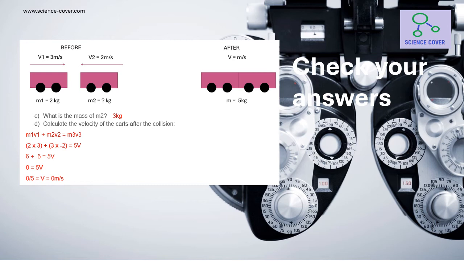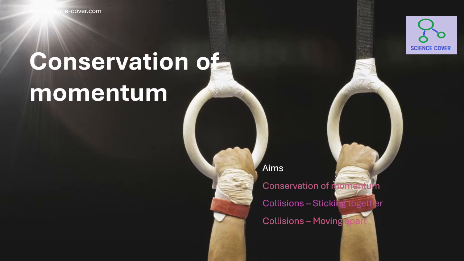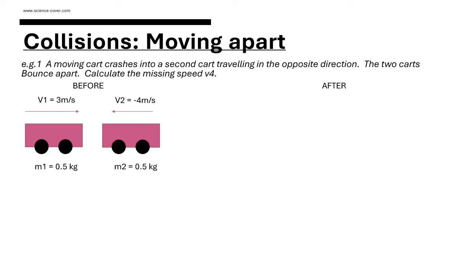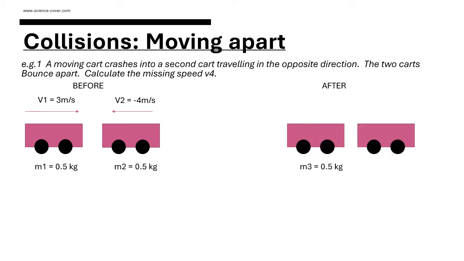Now let's have a look at collisions where the carts move apart. A moving cart crashes into a second cart travelling in the opposite direction. The two carts bounce apart. So we draw this as two separate carts, cart 3 and cart 4, and we'll give them values of M3, M4, V3 and V4 for their mass and velocity.